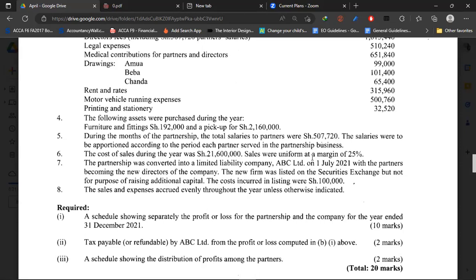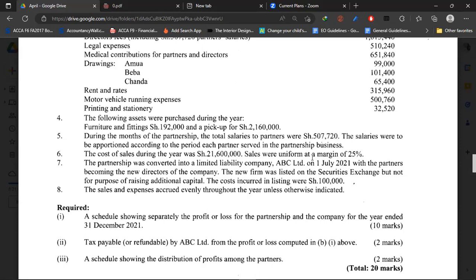Required: 1. A schedule showing separately the profit or loss for the partnership and the company for the year ended 31st December 2021. 2. Tax payable or refundable by ABC Limited from the profit or loss computed in part 1 above. 3. A schedule showing the distribution of profits among the partners.